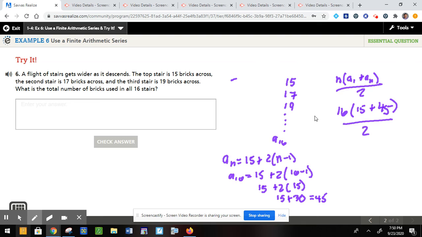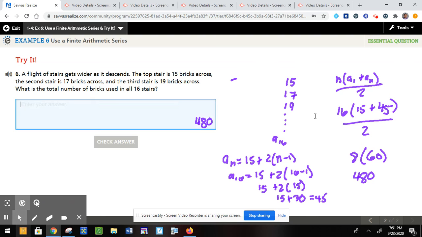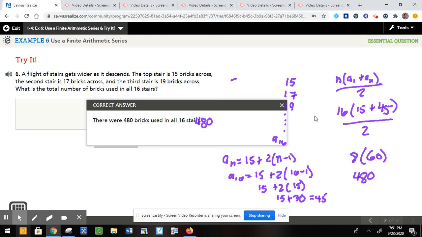If I simplify that out, 16 divided by 2 is 8. 15 plus 45 is 60. All right, so you're going to end up with 480. So you're using 480 bricks across the whole thing. Let's see how I did. All right, so again, 480 looks good.